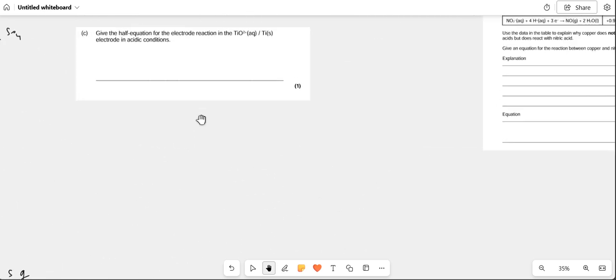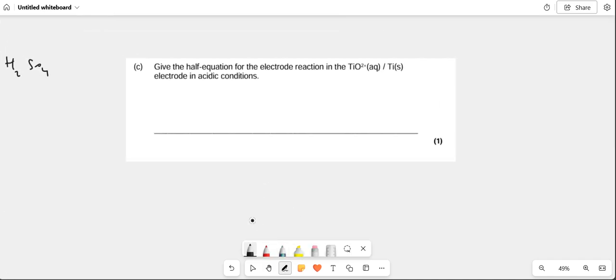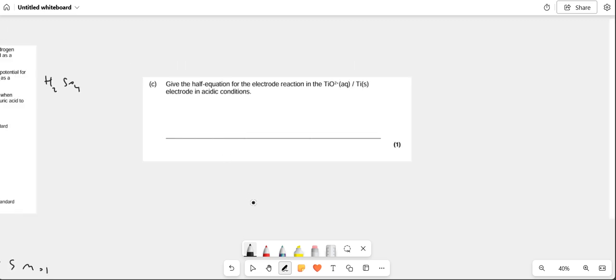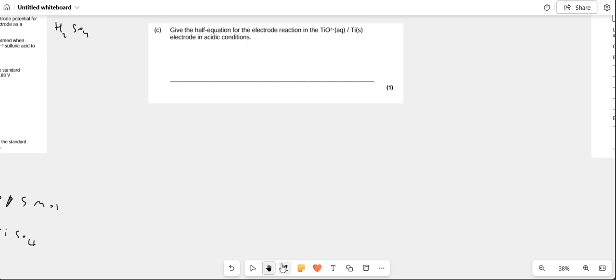Let's move on to part C. Give the half equation for the electrode reaction in the TiO2 2+ to Ti electrode in acidic conditions. So obviously, I need probably some space for this. So obviously, we're going from TiO2 2+, which is aqueous there, it says it, and we're going to Ti, yeah?